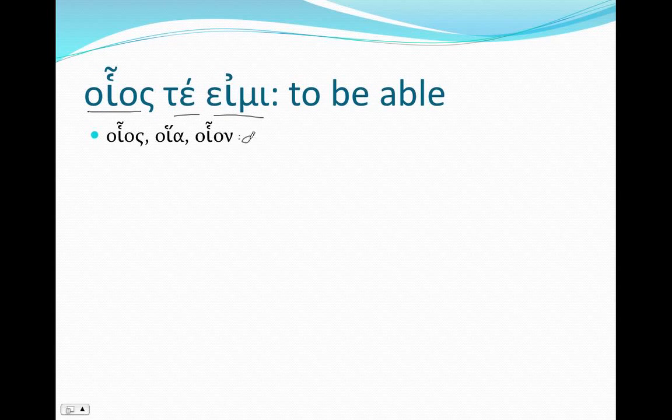This is an adjective, and so it's going to match its subject, the subject of the sentence, in gender, number, and case. We've got an adjective, we've got τε, which is that enclitic, generally translated as and, but we're not going to translate it. Leave it out. Don't deal with it. And then a form of to be. You've already memorized the forms of εἰμί, so we don't need to go through those now.